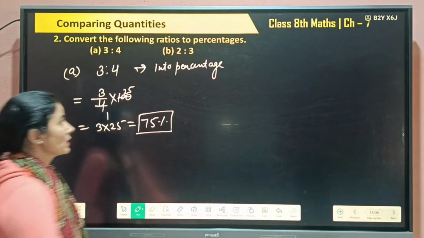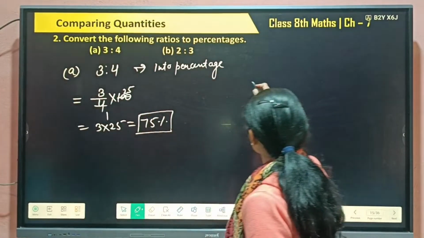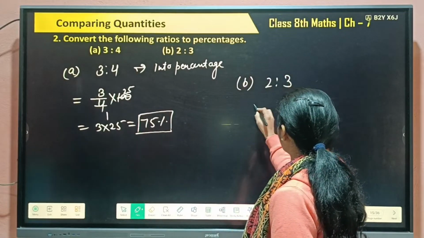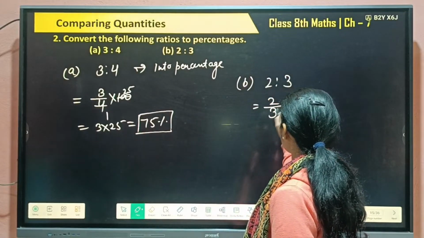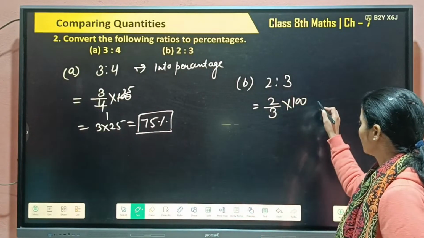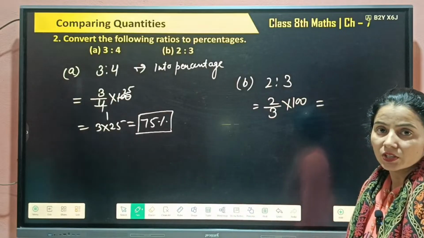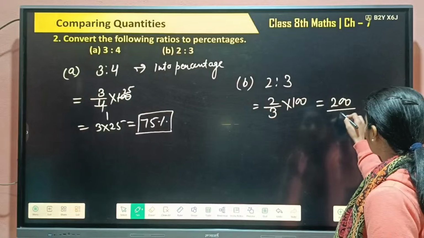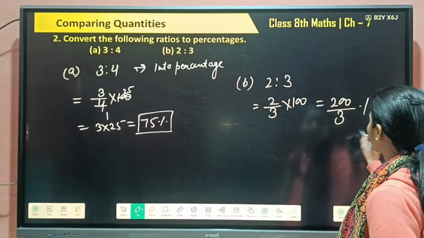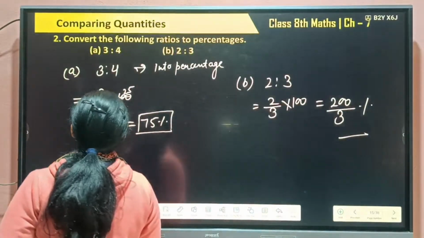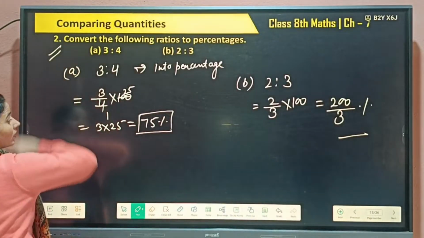Now, what is the B part? B part is 2:3. Write it as 2/3 into percentage. For percentage we have to multiply it by 100. It will be 200/3. In fraction you can give your answer. So the second question is also completed.